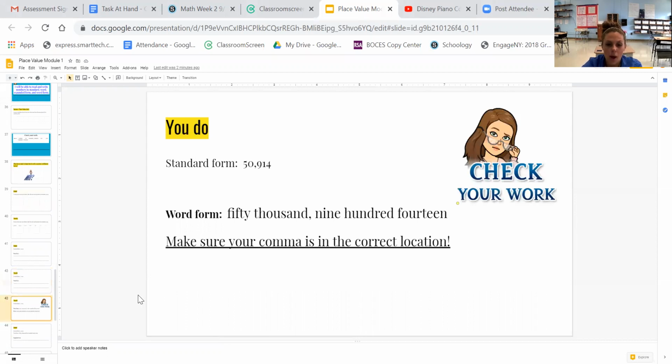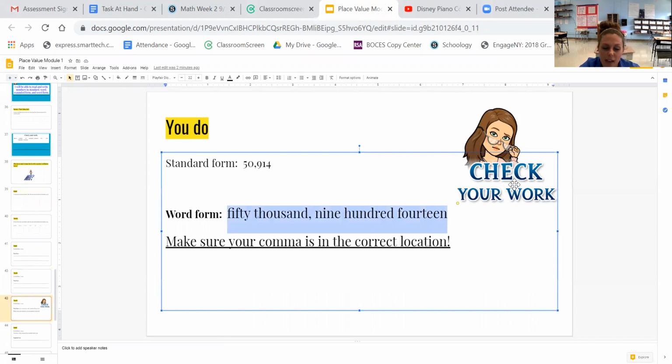All right, so I have your answer here when you're checking your work. Your answer is 50,914. Make sure, I wrote a little note here, make sure you have that comma. Remember, commas help us understand the place value. So if you don't have it in the correct spot, technically your number is incorrect. All right? Last, we're learning about expanded form.